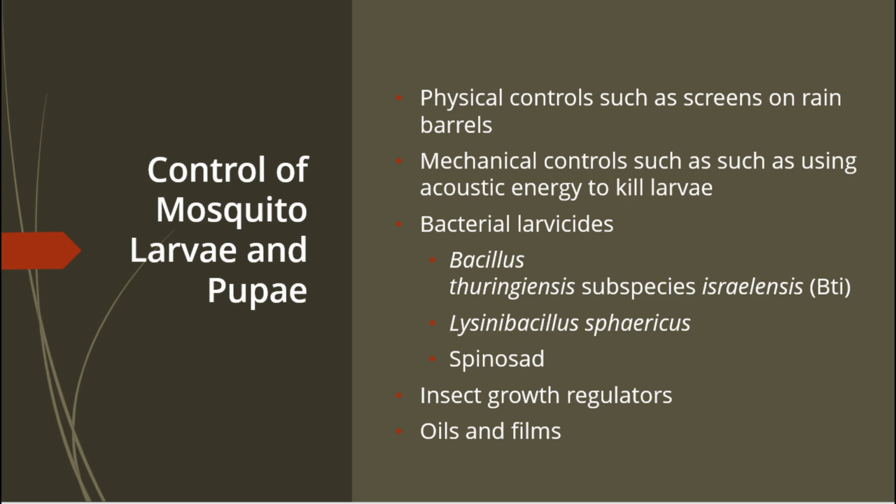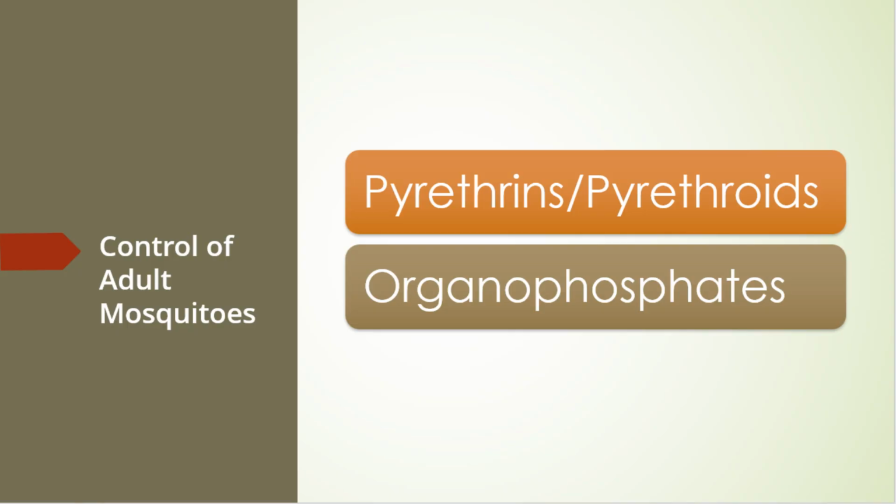When it comes to the control of adult mosquitoes, when we get to this step of IPM, you're going to be looking at products like pyrethrins, pyrethroids, and organophosphates. I think most everybody these days is using more of the pyrethrins and pyrethroids, but just keep in mind there's a wide variety of products you can use, and it's definitely something that can be a major part of a mosquito control program.